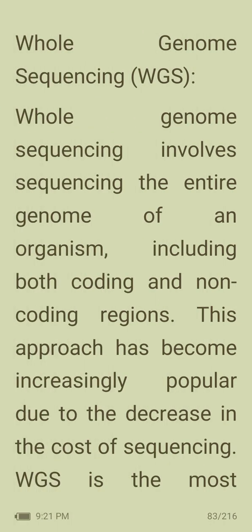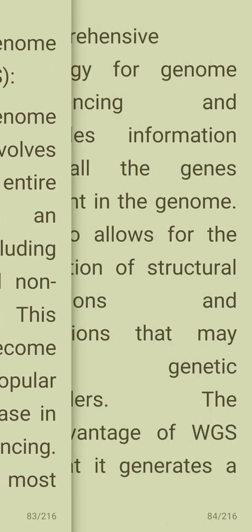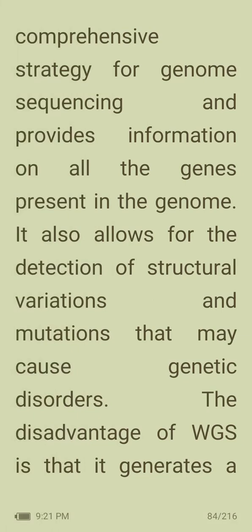First, whole genome sequencing, WGS. Whole genome sequencing involves sequencing the entire genome of an organism, including both coding and non-coding regions. This approach has become increasingly popular due to the decrease in the cost of sequencing. WGS is the most comprehensive strategy for genome sequencing and provides information on all the genes present in the genome. It also allows for the detection of structural variations and mutations that may cause genetic disorders.